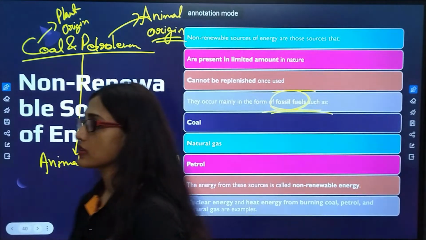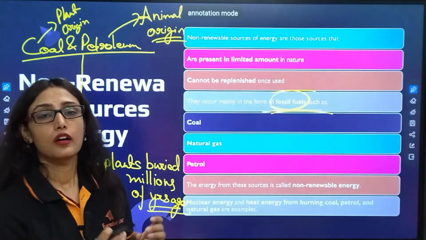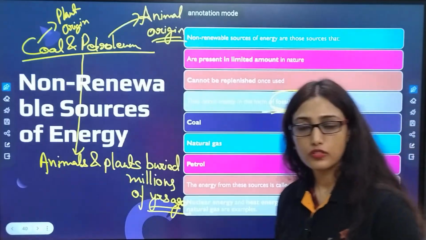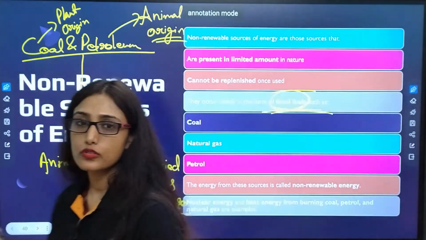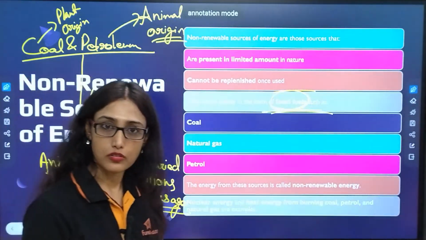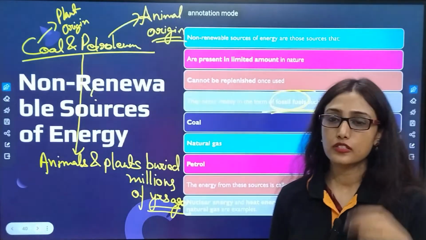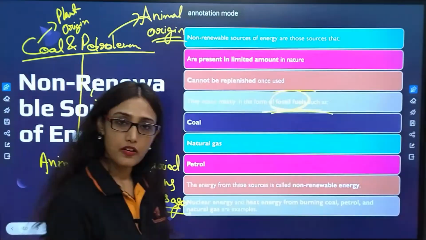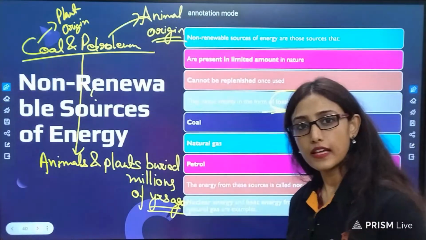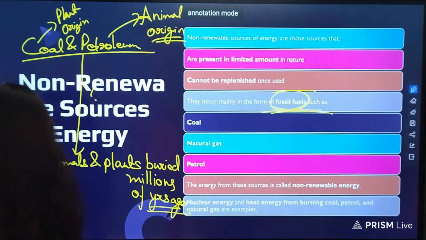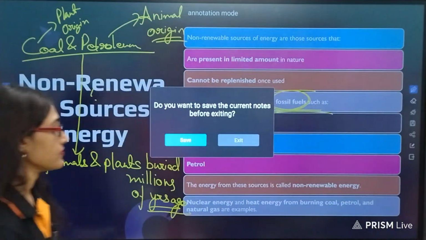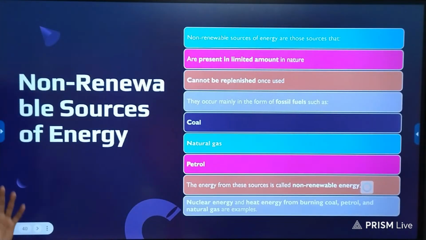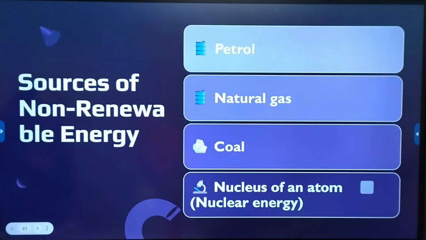Because fossils are the remaining dead remains of plants and animals that are found in rocks, and these things are also found in rocks because of the formation of fossils. So that is why these are known as fossil fuels. Clear? I think you have understood. This is such an interesting chapter. From one thing we can relate so many different types of things.